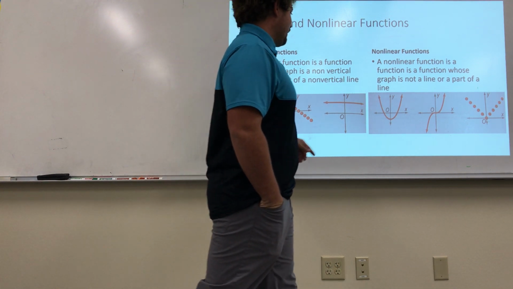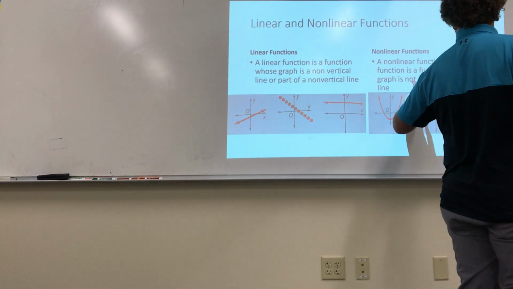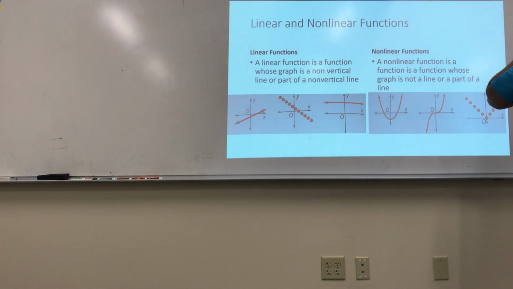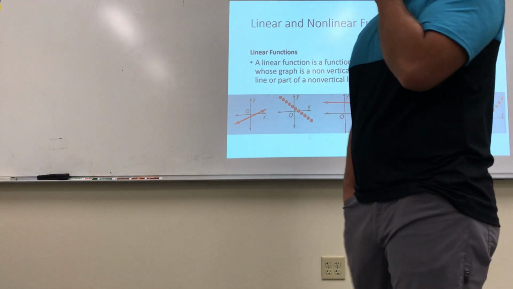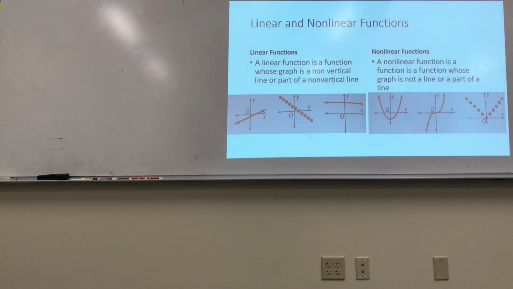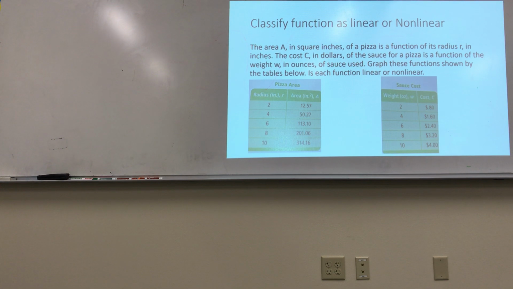Okay, nonlinears are going to be what we have here, which is a parabola. I can't remember what these are called right off the top of my head. And this is going to be absolute values type of line. So a nonlinear function is a function whose graph is not a line or a part of a line. Okay? Classifying functions as linear or nonlinear.